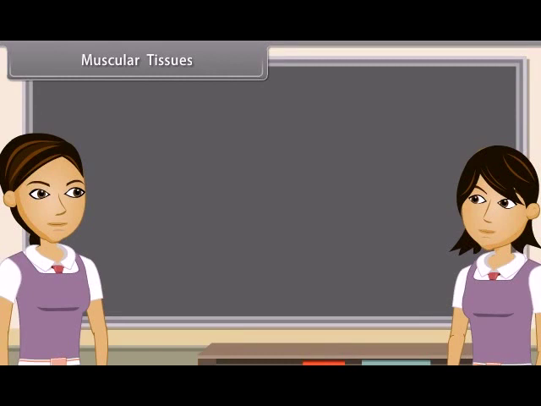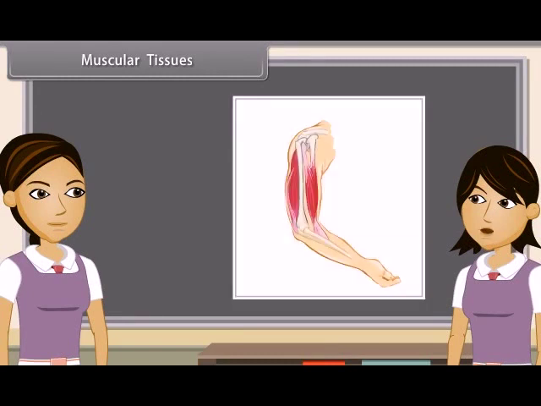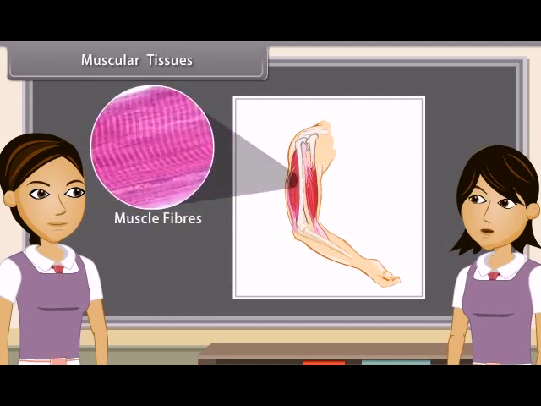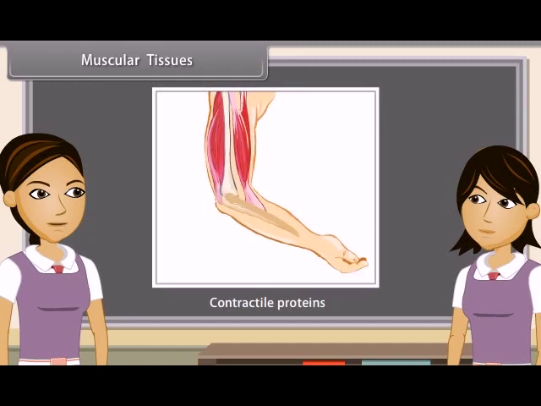Muscular tissues. Muscular tissue consists of elongated cells, also called muscle fibers. Muscle contains special proteins called contractile proteins. When these proteins contract and relax, movement is caused.